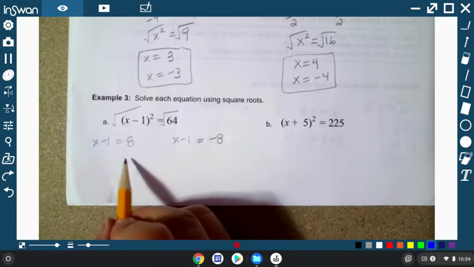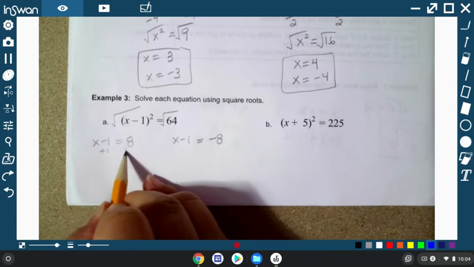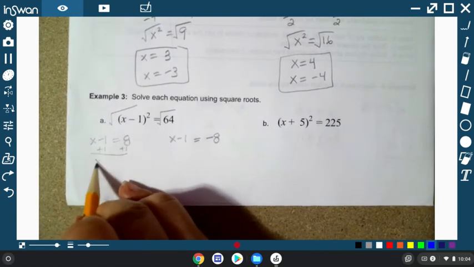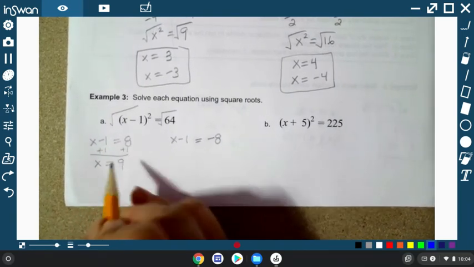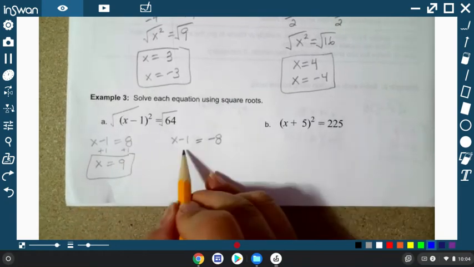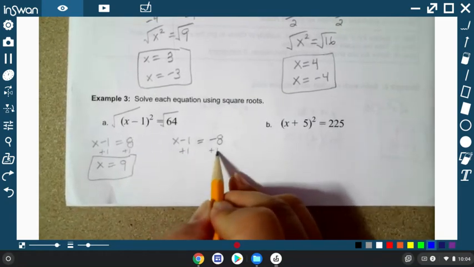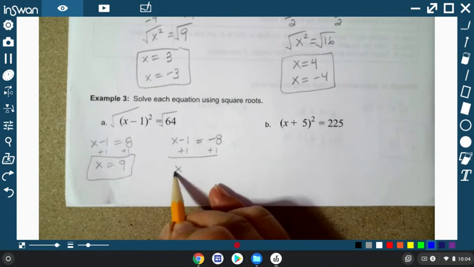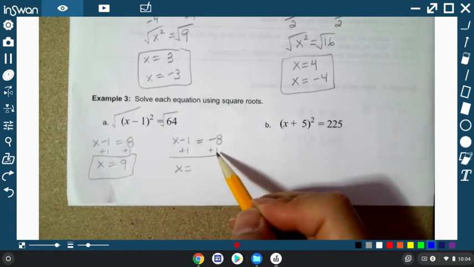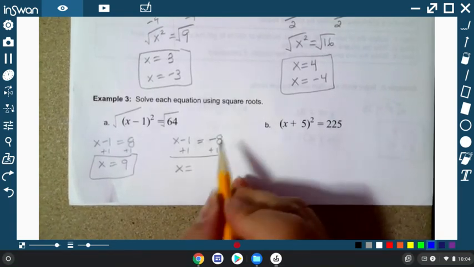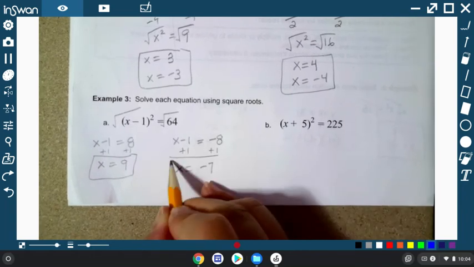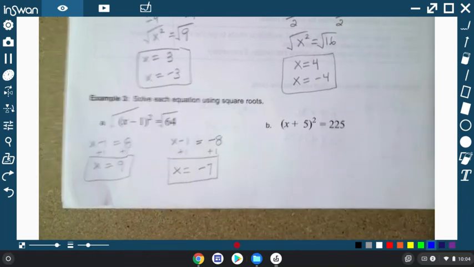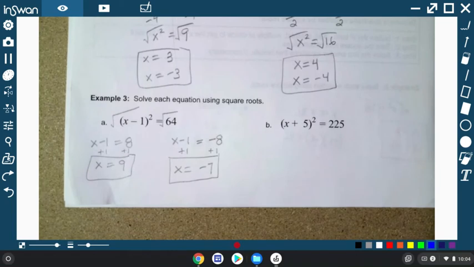Now this is where I'm going to solve them both separately. I'm going to add 1 here. So x here equals 9. That's one of my solutions. And here if I add 1, x here equals, now they're opposite signs, so they cancel out a bit, and it's more negative, so negative 7. Look at how different my answers are looking now. So do be careful when you do these problems, okay?